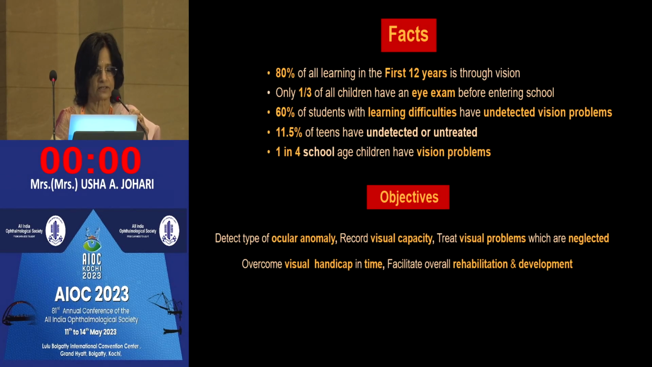These are a few facts which I'll just run through quickly. 80% of all learning disabilities occur in the first 12 years, through vision. Only one third of children have an eye examination before entering school. 60% of students with learning difficulties have undetected eye problems, and only 1 in 4 school age children have vision problems. So our objective is to detect ocular anomalies, record visual capacity, treat neglected visual problems, overcome the visual handicap in time, and facilitate overall rehabilitation and development.